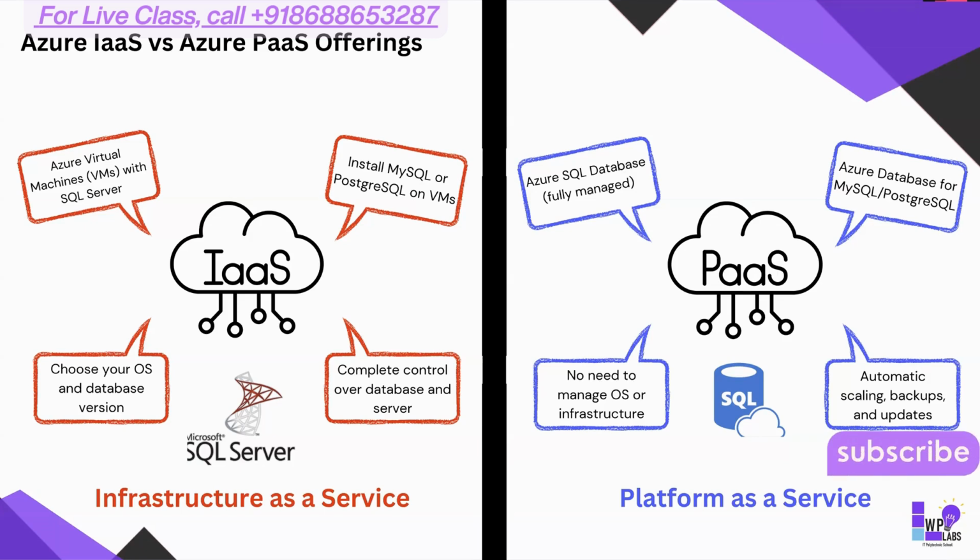Then we have install MySQL or PostgreSQL on VMs. It's not just SQL Server, you can also install other databases, like PostgreSQL or MySQL, on these virtual machines. This gives you the option to choose the database that you need for your application. Then we have choose your OS and database version. With IaaS, you get to decide everything, what operating system you want to use, either Windows, Linux or anything, and which version of the database you prefer.